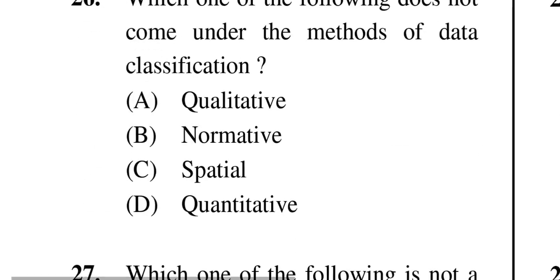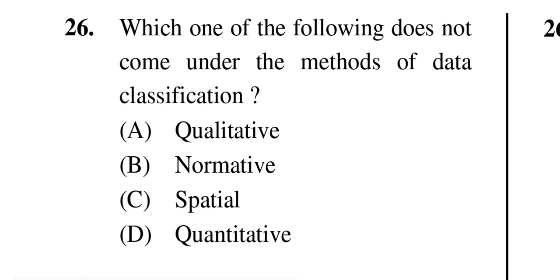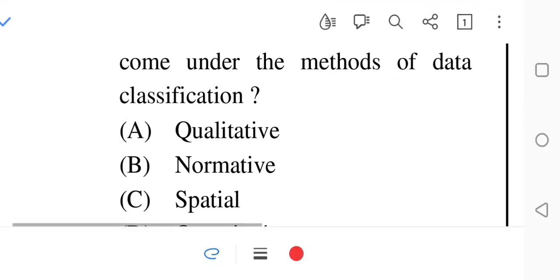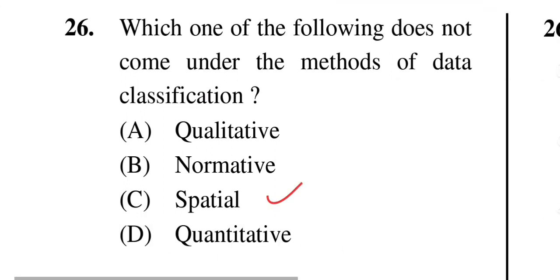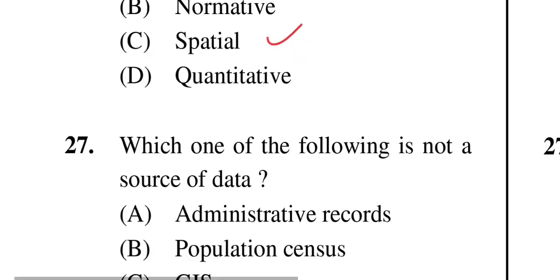Moving on. Number 26. Which one of the following does not come under the methods of data classification? Which one of the following does not come under the methods of data classification? Qualitative, normative, spatial, quantitative. What do you say? 26. The correct answer will be spatial, C. So this does not come under the methods of data classification.